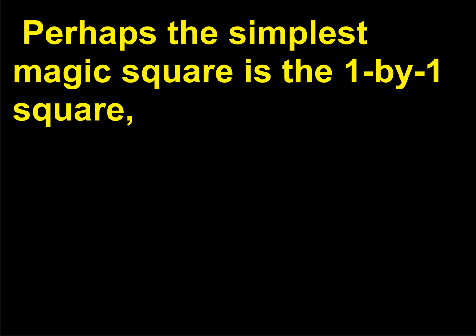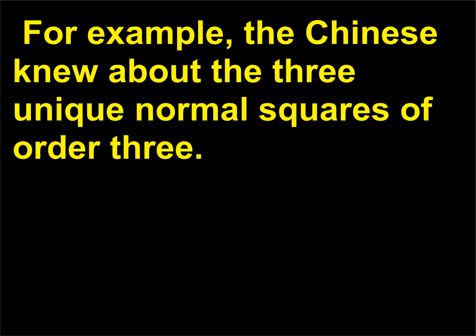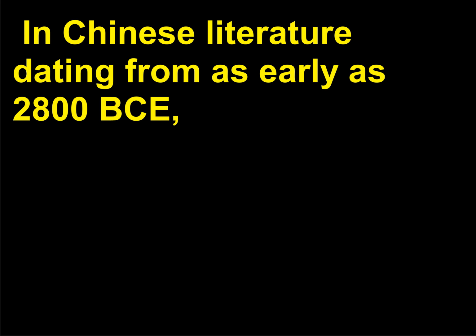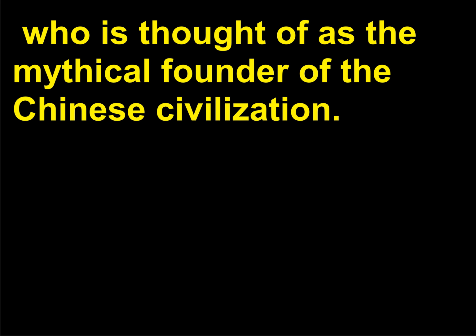Perhaps the simplest magic square is the 1 by 1 square, whose only entry is the number 1. Such magic squares have been known for centuries. For example, the Chinese knew about the 3 unique normal squares of order 3. In Chinese literature dating from as early as 2800 BCE, a magic square known as the Lo Shu, or scroll of the river Lo, was invented by Fa Hai, who is thought of as the mythical founder of the Chinese civilization.